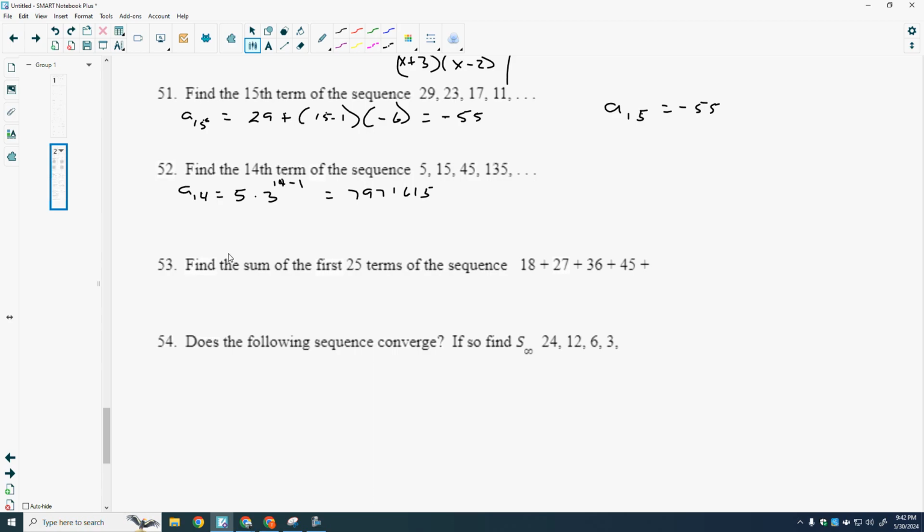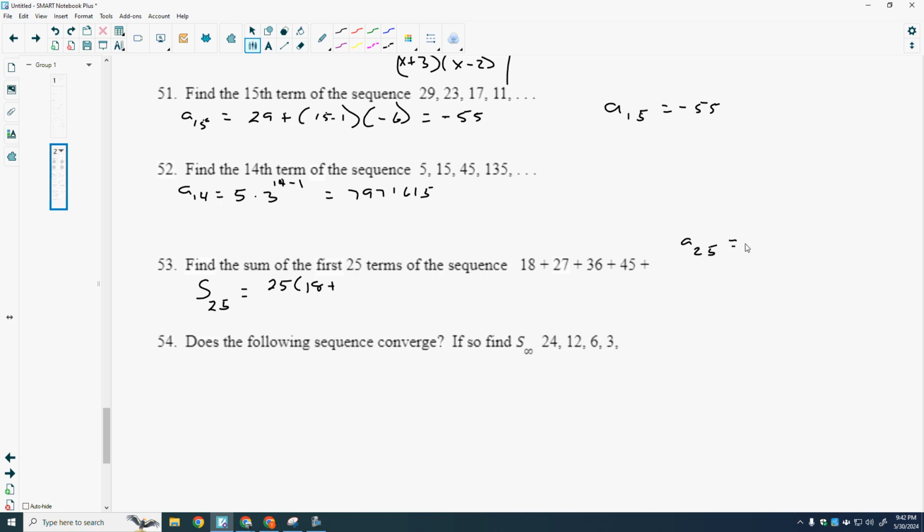Okay. Sum of the first 25 terms. So we're doing a series formula. And what formula am I looking at? We are adding 9 every time, so it is the arithmetic series formula, which says take the number of terms, 25, times the first term, 18, plus the last term, which is a sub 25. So I need to find the 25th term.